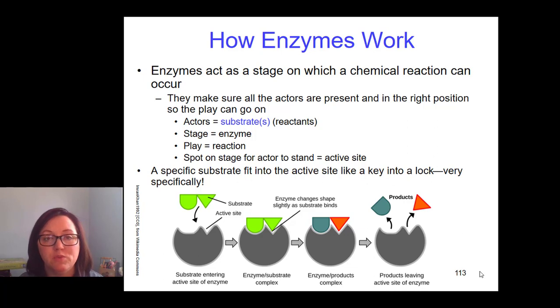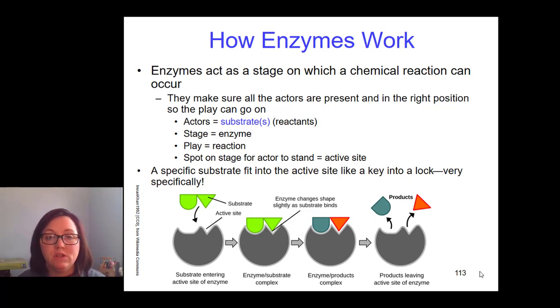Substrates are very specific to the active site on their enzyme. And it's much like a lock is very specific to a key, right? The key is like our substrate here. It has a very specific shape. And the lock is our enzyme. It also has a very specific shape that will only fit that one particular key. So an enzyme usually only fits one specific set of substrates.